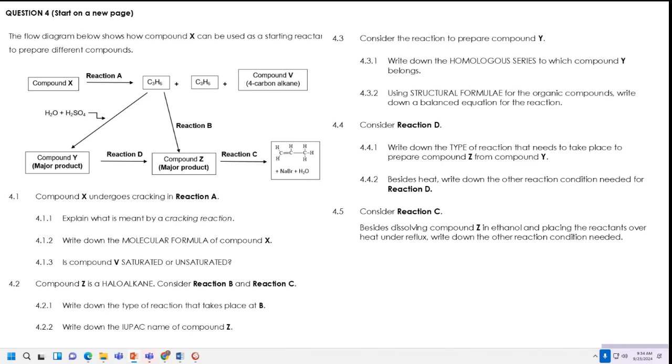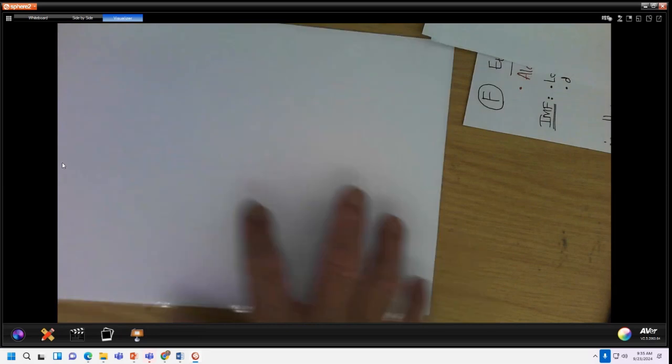Now, the next question says 4.3.2, use structural formulae for the organic compound, write down a balanced equation for this reaction. All right. Now, that's very, very interesting. So we are going to show how an alkene plus water and so on gives rise to all of this. So how do we do that? This is how we approach that, grade 12s, as you know.